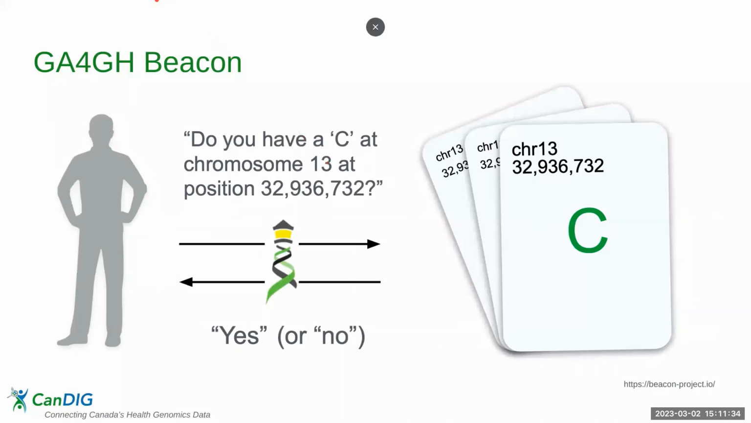And on an even simpler scale, it just looks like, hey, do you have this particular base pair at this particular position? Yes or no? And across every single person that's inside of the CanDIG or Beacon network, it'll just aggregate these responses, like, yes, this patient, no to these patients, or yes, there are 5 patients that have a C at chromosome 13, et cetera, et cetera.